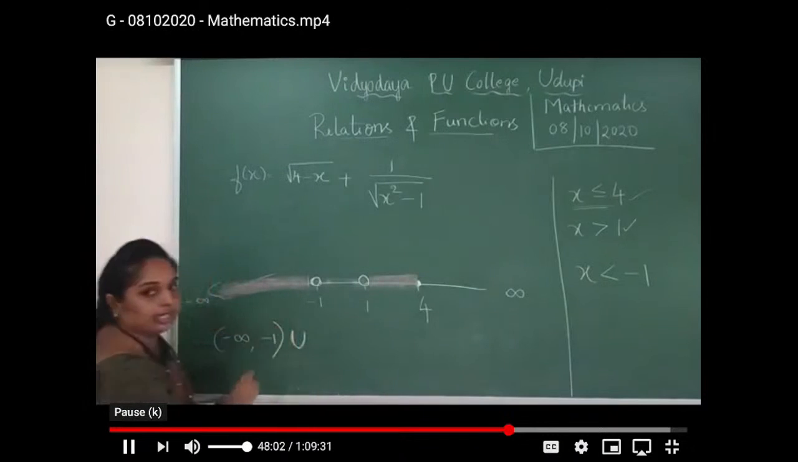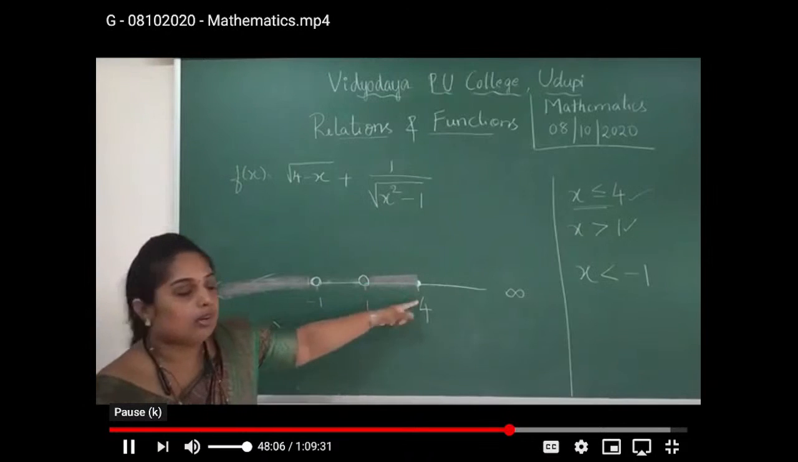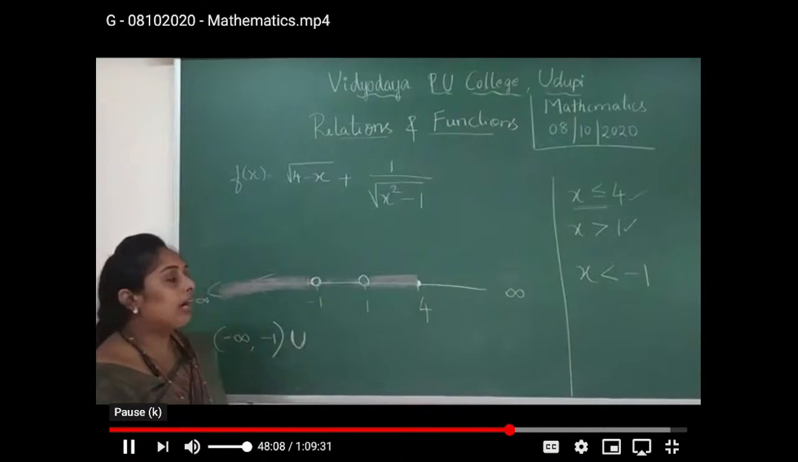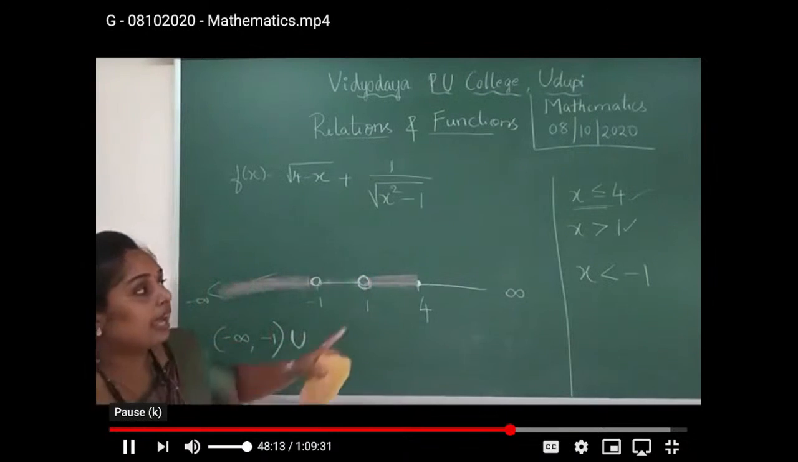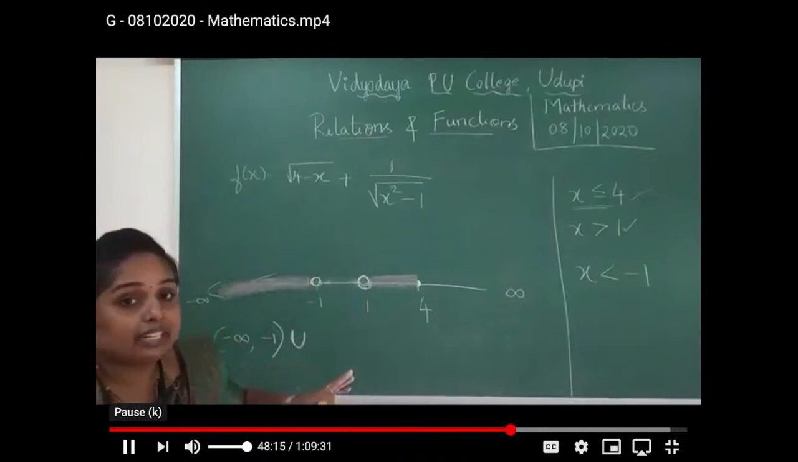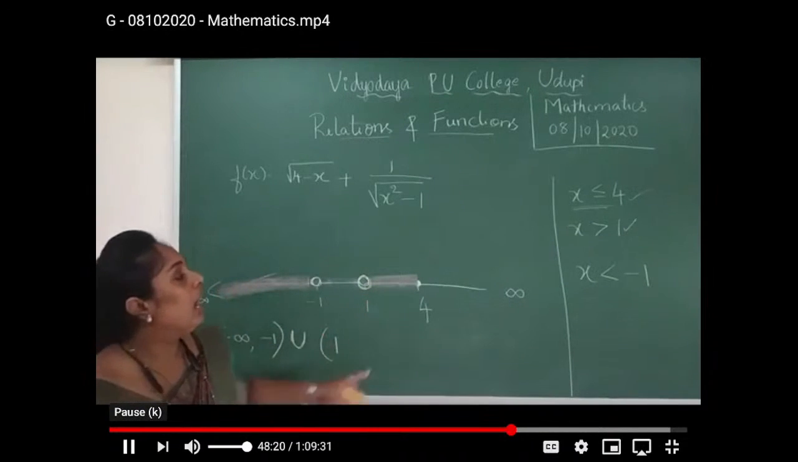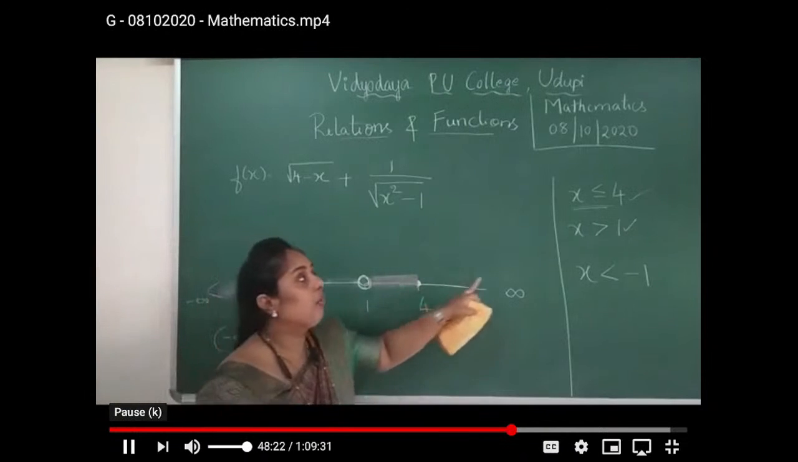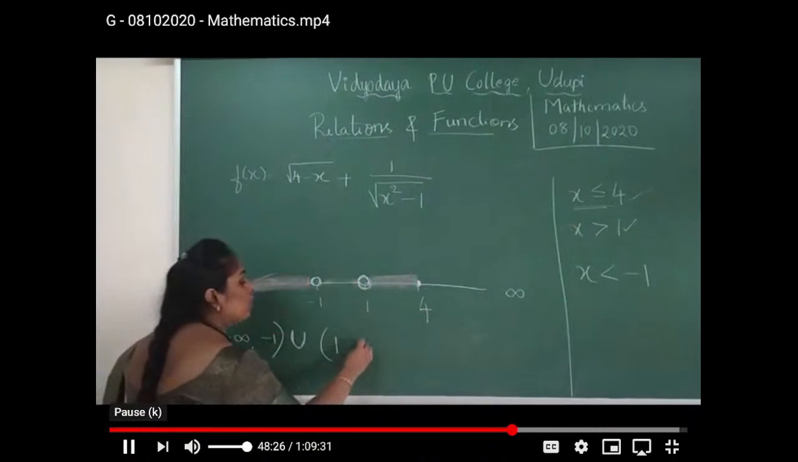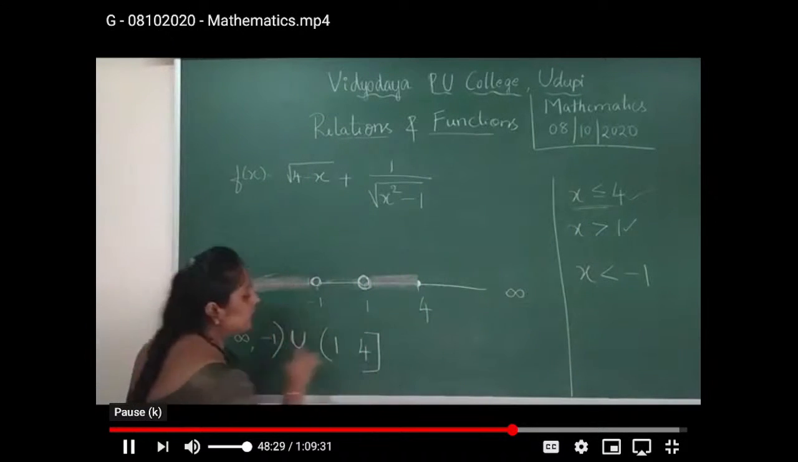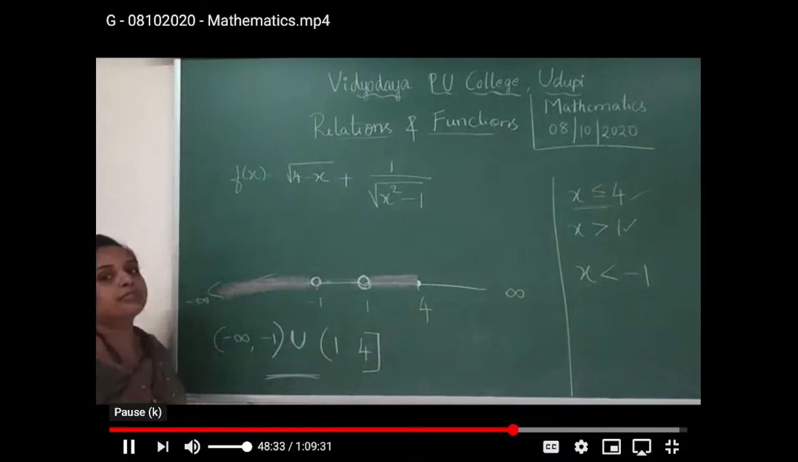Union. Write union. Combination with union. 1 to 4. Once again this is shaded twice, 1 to 4. And then 1 is not included, hollow dot there. X is greater than 1, not greater than or equal to. So open interval 1 up till 4, including 4, less than or equal to 4. So 4 closed interval. Okay, this is the answer.